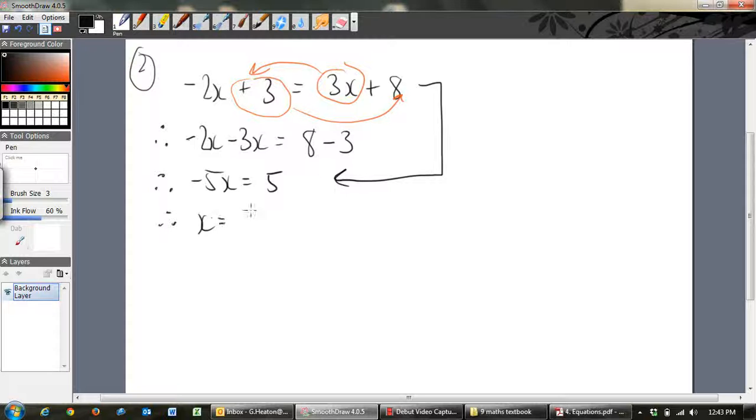Therefore, x is equal to negative 5 times x, so we want to divide by negative 5, which is equal to negative 1. Okay, and so that's how you do it when you've got pronumerals on both sides. A bit more tricky, but definitely something that you get used to and that they become really easy.